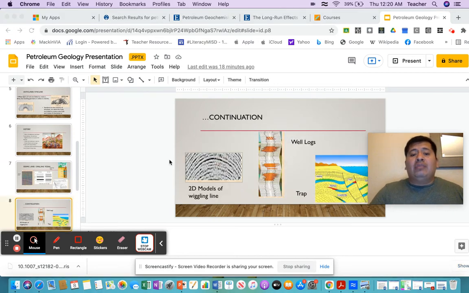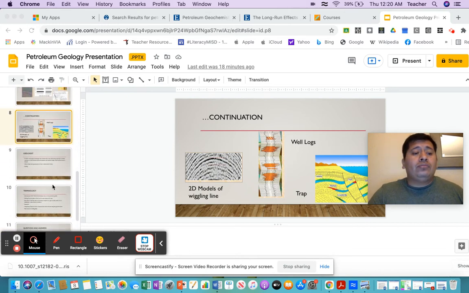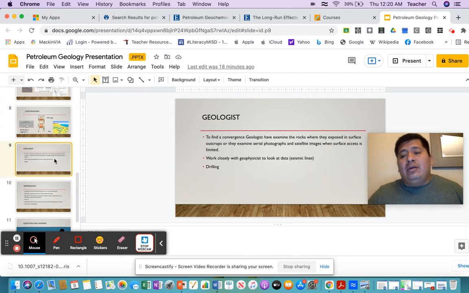We have 2D models that help us locate where petroleum would be located, well logs and traps. The importance of the geologist is very important in this process. Geologists help companies, for example, Exxon and Mobil, all these giant companies. Geologists are paid, or are used, should I say, to locate the oil and to let the drillers know exactly where oil could be, and if there's a vast amount of it, so we could start withdrawing from the earth.